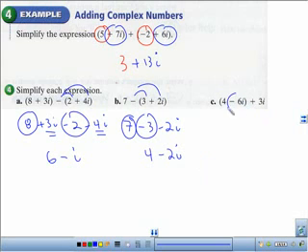Over here, just combine the like terms, these right here. So that'll give us 4 minus 3i.